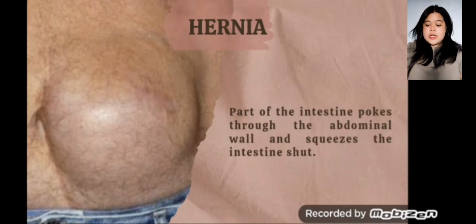When we say hernia, it is the part of the intestine that pokes through the abdominal wall and squeezes the intestine shut. When a hernia is not treated, it can develop into a small bowel obstruction, and the most common types of hernia that cause small bowel obstruction include inguinal, femoral, and incisional. If the patient is not able to push the hernia in, the content of the hernia may be trapped, which we call incarcerated in the abdominal wall.